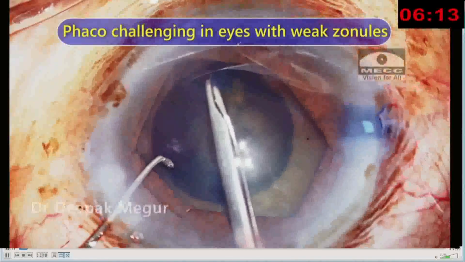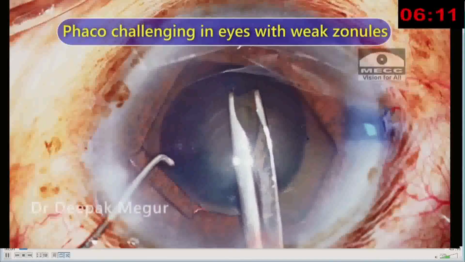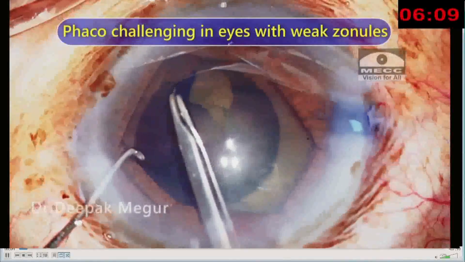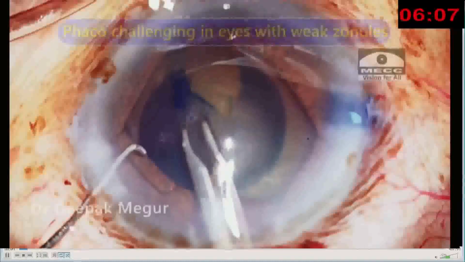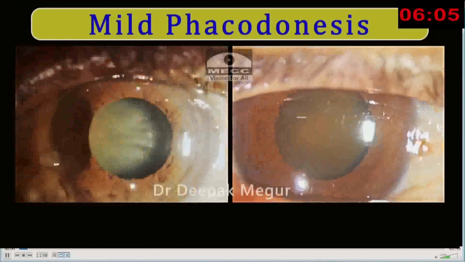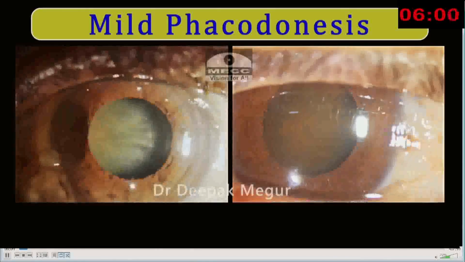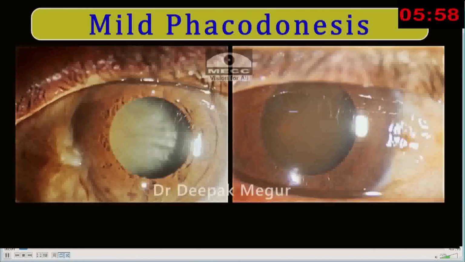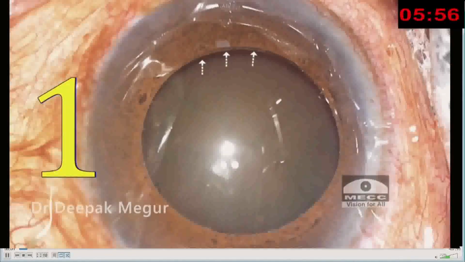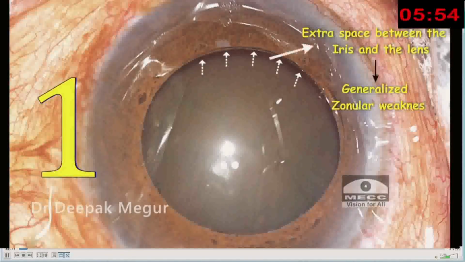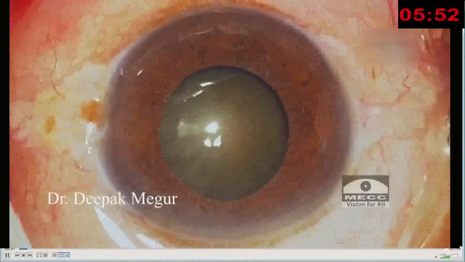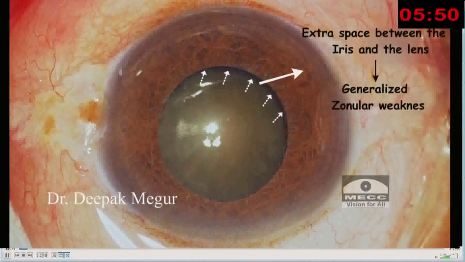To begin with, phacoemulsification itself is quite challenging in such eyes with weak zonules. Now, how do we anticipate significant zonular weakness? Apart from the mild phacodonesis which we can pick up from the slit lamp, certain intraoperative signs give us enough clues. Number one would be increased space between the iris and the lens. This is indicative of the fact that we may be dealing with loose zonules.